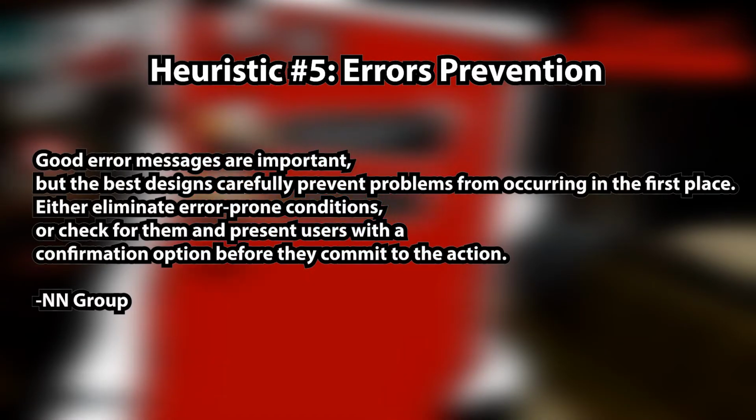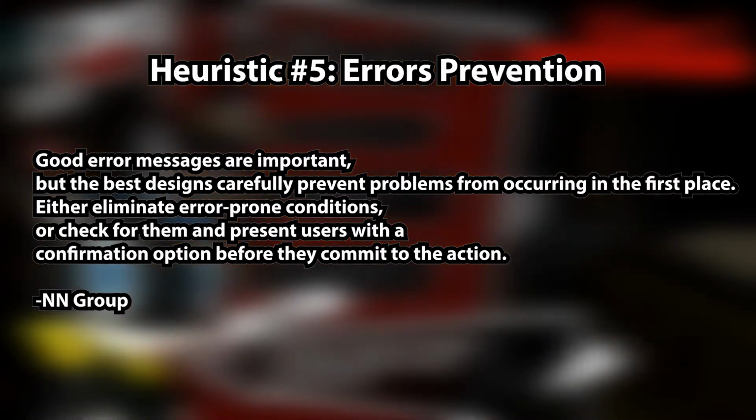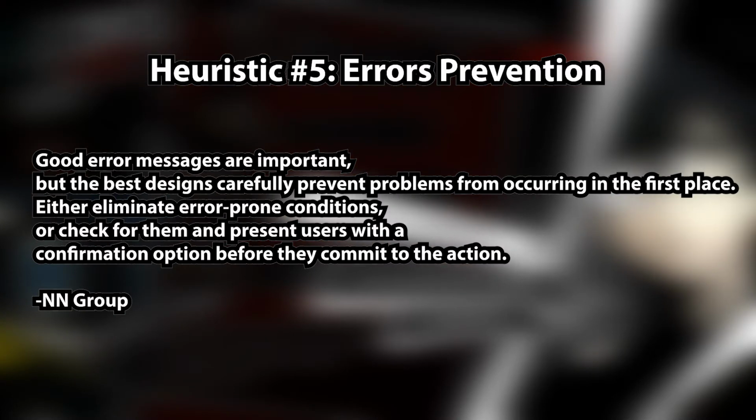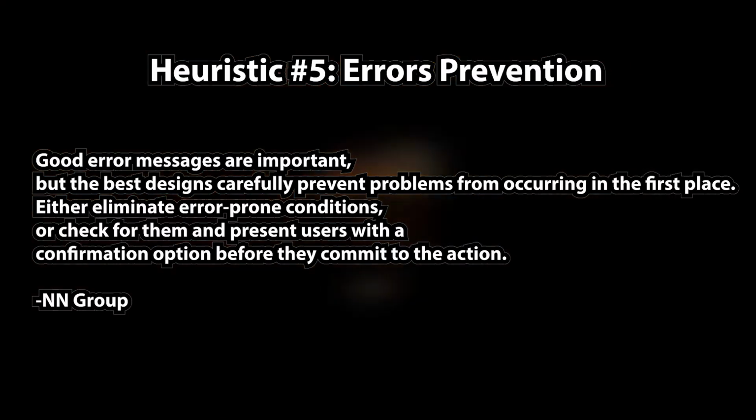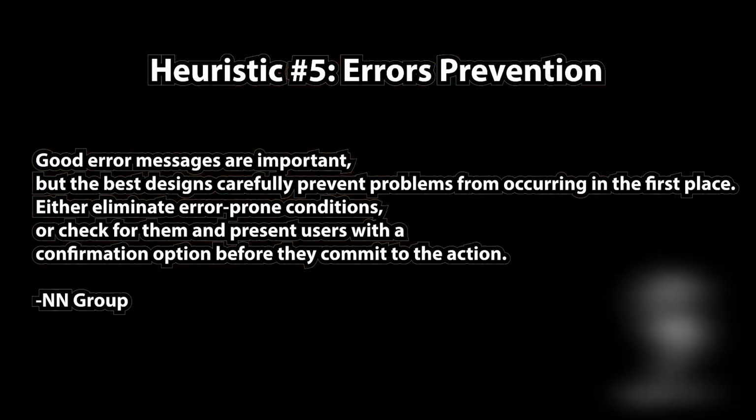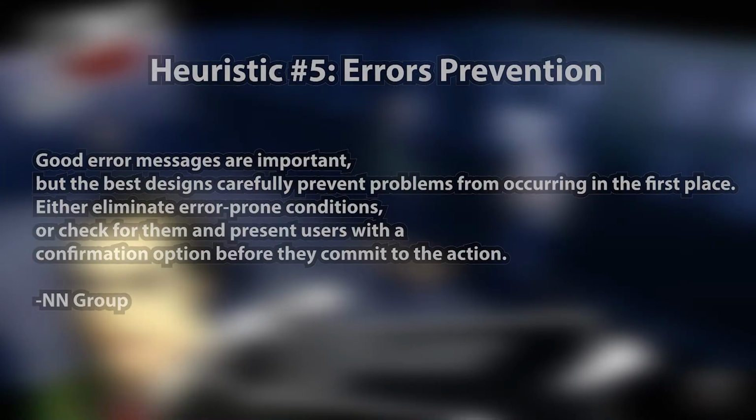Heuristic number 5, error prevention. Good error messages are important, but the best designs carefully prevent problems from occurring in the first place. Either eliminate error-prone conditions or check for them and present users with a confirmation option before they commit to a selection. Nielsen Norman Group.